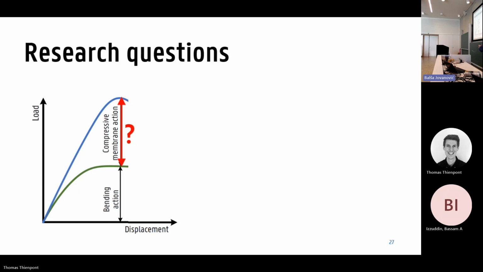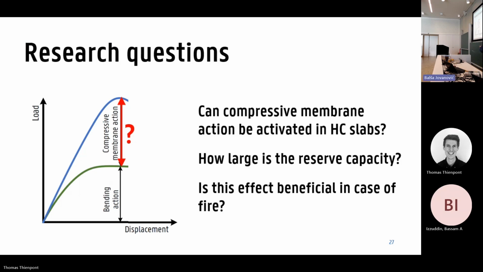And so the main questions are, can compressive membrane action develop in hollow core slabs? That was the first question, because we have these concrete members, but they have very large openings in them. So maybe these openings prevent any formation of compressive membrane action. We don't know. If that's the case, how large is this additional capacity? And also, can we use this effect, and is it beneficial in case of a fire?